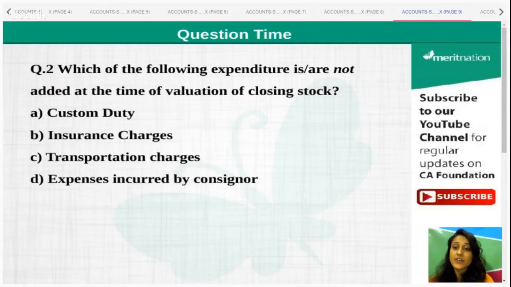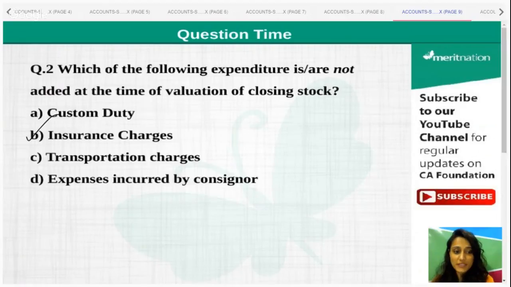But rest of these items, the expenses which are incurred by the consignor and the non-recurring expenses of the consignee, all of them are added to the valuation of the closing stock. Okay, so insurance charges is the right answer because it is of recurring nature. Is it clear to everybody? Can we move on? Custom duty is also a one-time expense, so that is also added to the closing stock.